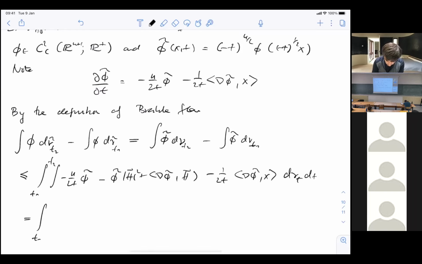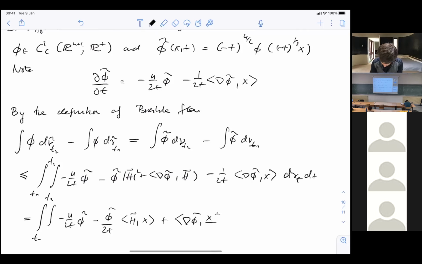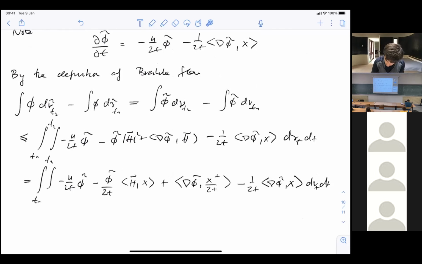Now we can rewrite this, since we still have the equation for almost every time. We put in the t1 to t2 integral minus n over 2t phi twiddle. Now we replace h by x over 2t, so this gives this term h comma x. In this term, you also replace h by x over 2t. So we get gradient phi twiddle times x perp over 2t, minus 1 over 2t. So we replace the h here: minus 1 over t, gradient phi twiddle x, d nu t dt. And you see now what is nice, these two terms combine here.